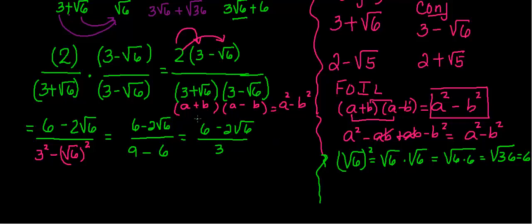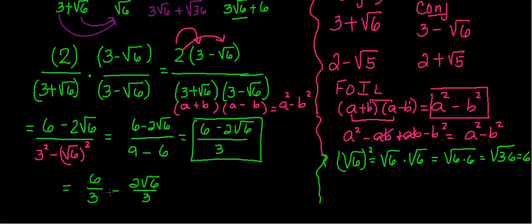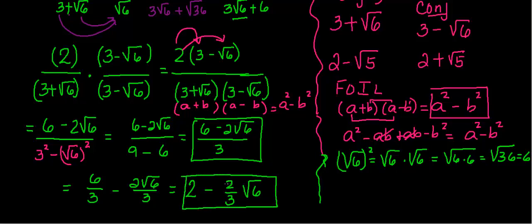We can go one step further here. But if you leave your answer like this, it's fine. But we can go one more step. 6 minus 2 square root of 6 over 3. This is equivalent to writing 6 over 3 minus 2 square root of 6 over 3. It's like separating this fraction. This is equivalent to that. And 6 over 3 is equal to 2, and then minus 2/3 square root of 6. Okay? So these two answers are equivalent.